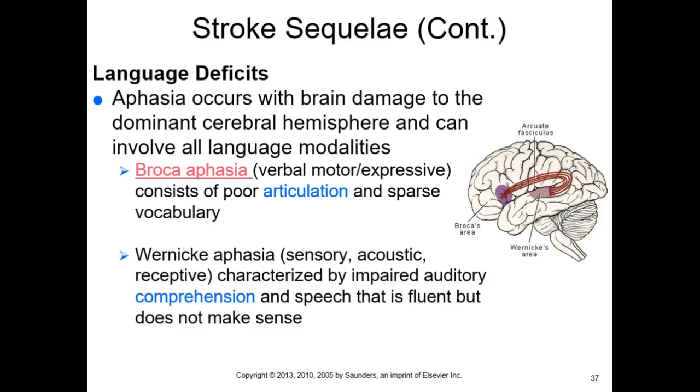Maybe you would rather have Wernicke's just so you can be adorable. Yeah, like he has an idea what he wants to say. It's clear, but he can't process the language to say it. Yeah, it's language processing.